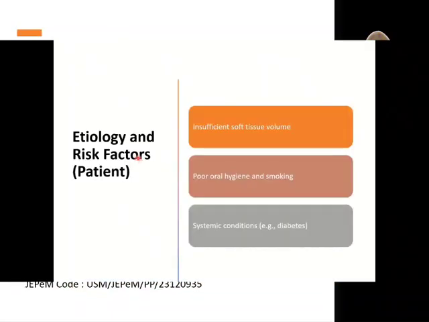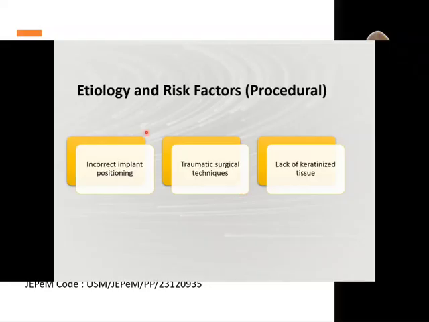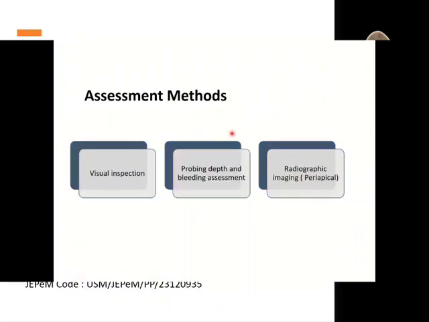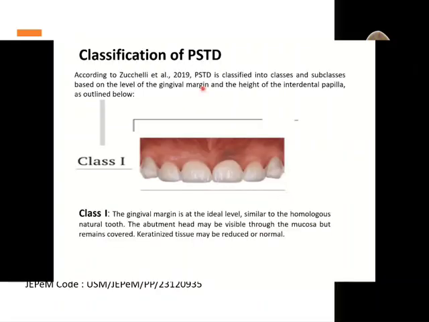Etiology and risk factors related to the patient: insufficient soft tissue volume, poor oral hygiene, and systemic disease. Etiology and risk factors related to the clinician procedure: incorrect implant position, traumatic surgical technique, and lack of keratinized tissue. Clinical manifestation of BSTD: exposure of the implant, probing depth greater than 5 mm, bleeding, and visible pain. Assessment method: visual inspection, probing technique, and radiographic investigation such as periapical radiograph.